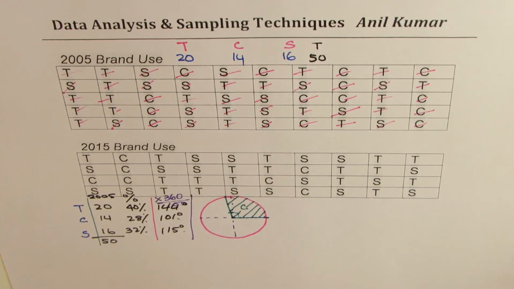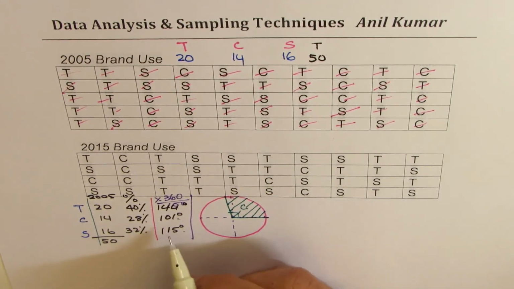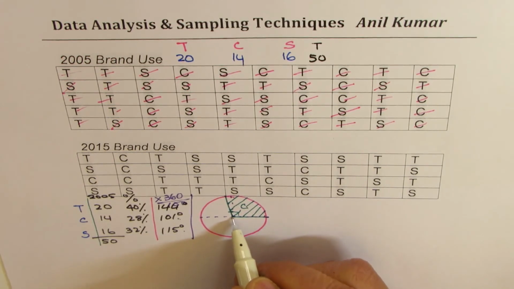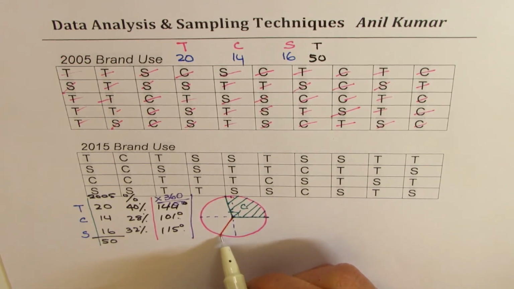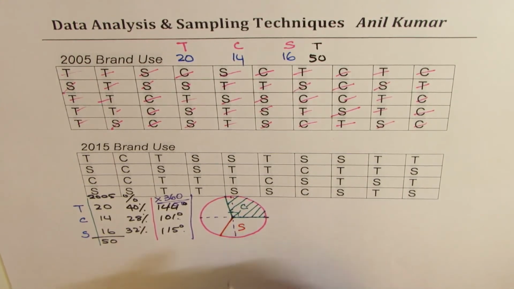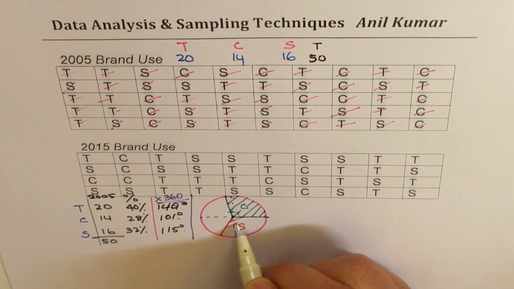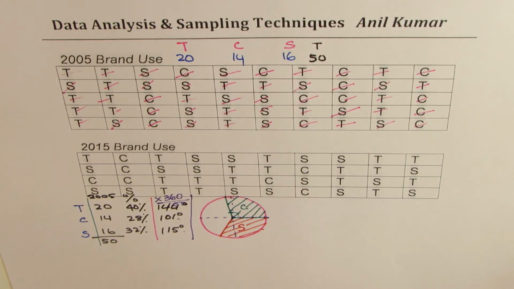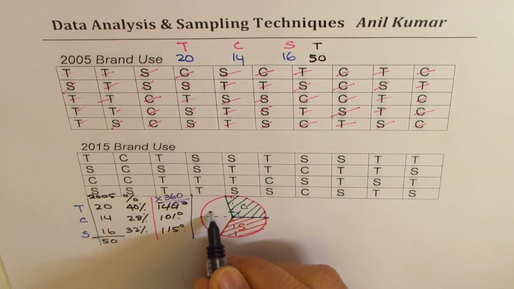Correct? Now 115 is 10 more than this, so it could be like this. Does that make sense to you? And that becomes S for me. So I could write this and make this a shade here, so it's just color to represent it. And the remaining will be T for us.